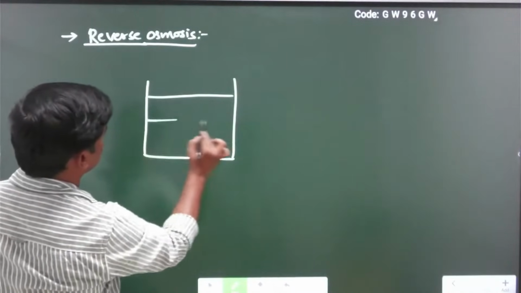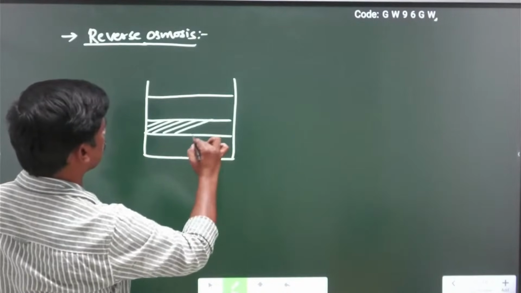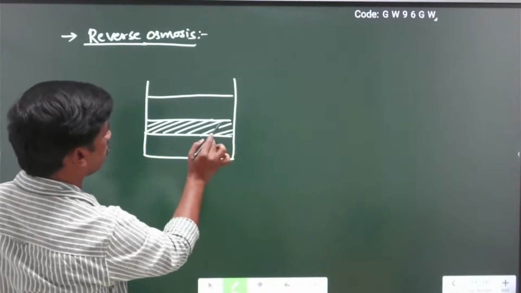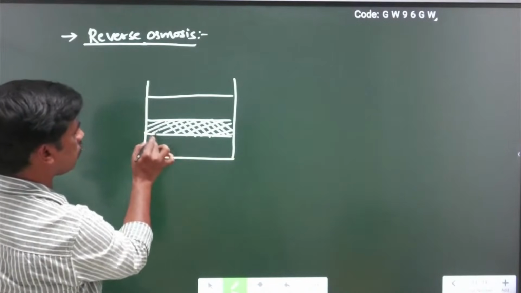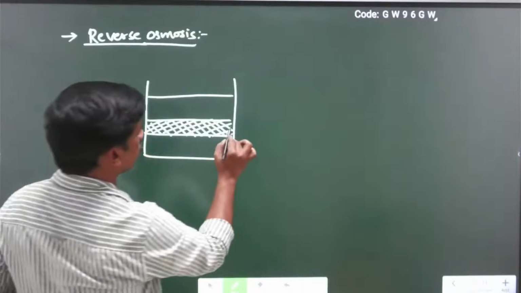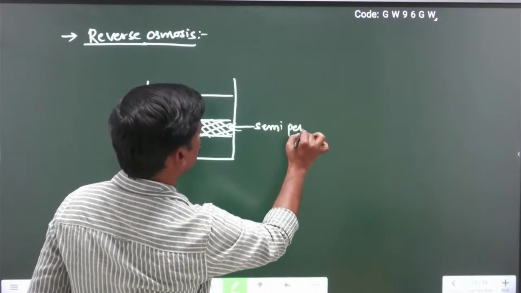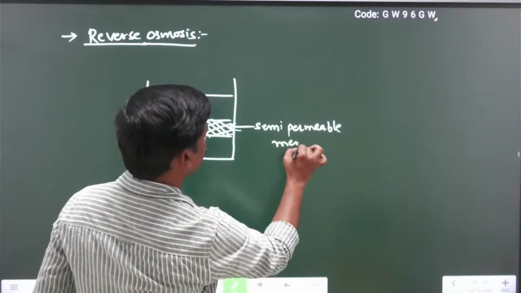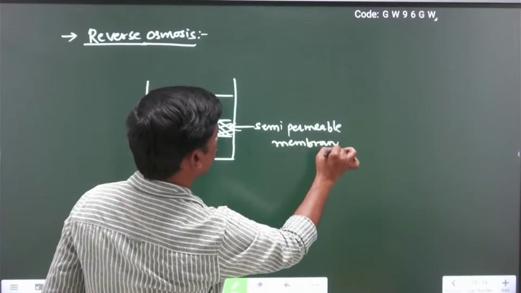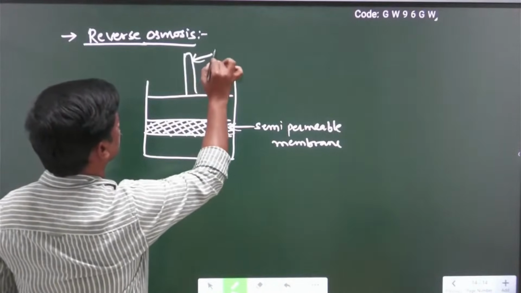After the definition you can draw a small diagram. Take one tank and fix a semi-permeable membrane in the middle, which allows only solvent molecules. Here apply some osmotic pressure.